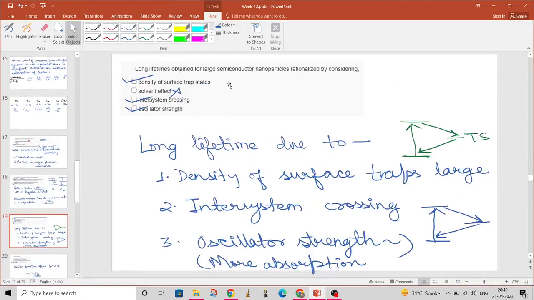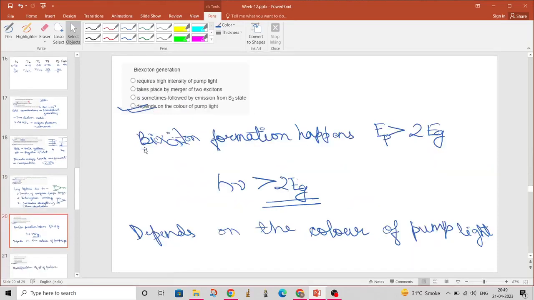Then we saw there is a long lifetime component in the large size semiconductor nanoparticles, which can be assigned to the density of the trap states, the intersystem crossing, and the oscillator strength.